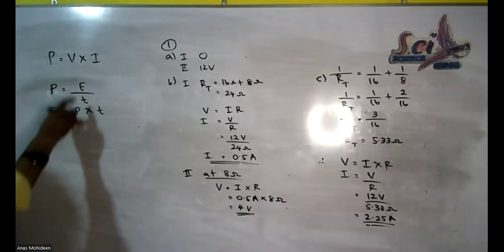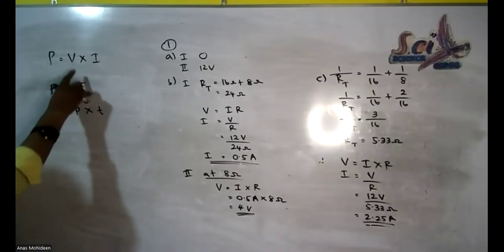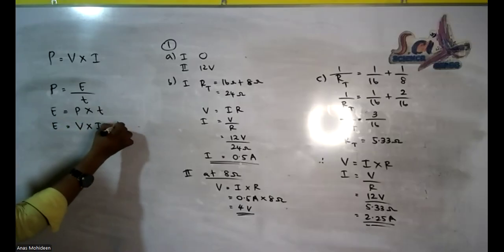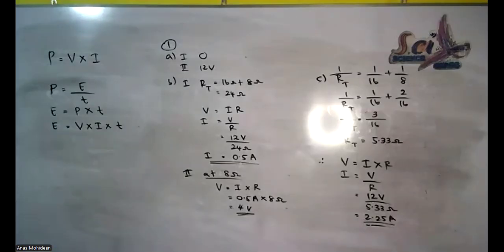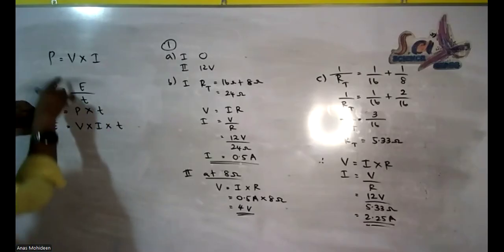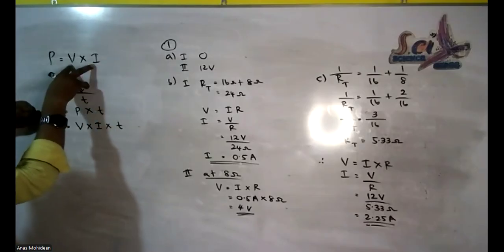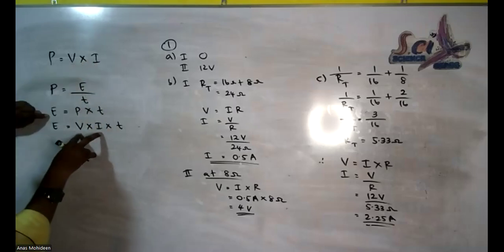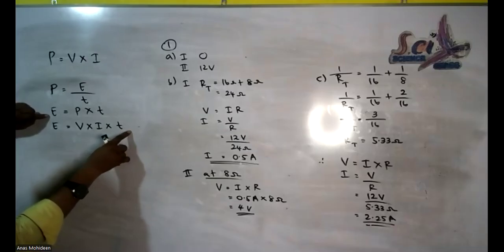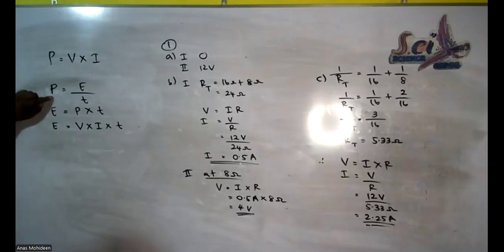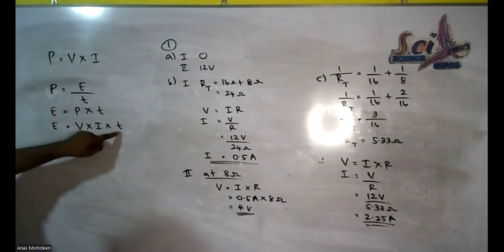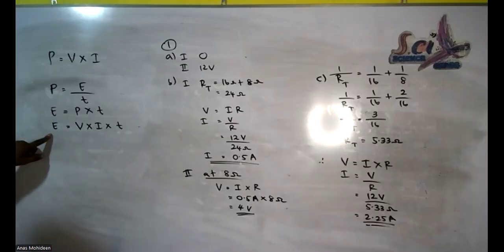And for power, I can use VI, right? So what can I say now? E equals V into I into T, or else ITV also we can say. So E equals power into time, but power is equal to voltage into current. So if voltage and current are given, you can straight away write voltage into current into time. Time should be taken in seconds. Power is measured in watts. Voltage you take in volts, current in amperes, power is in watts, and time you have to take in seconds. Energy will be in joules.